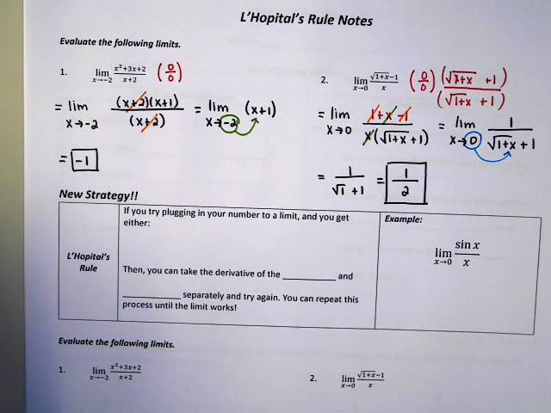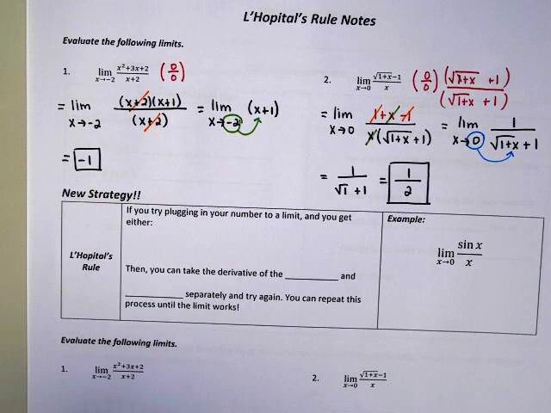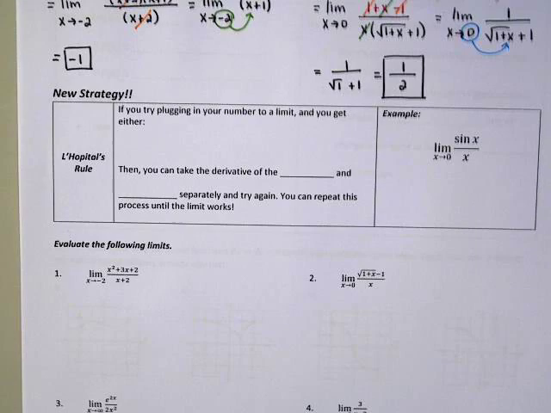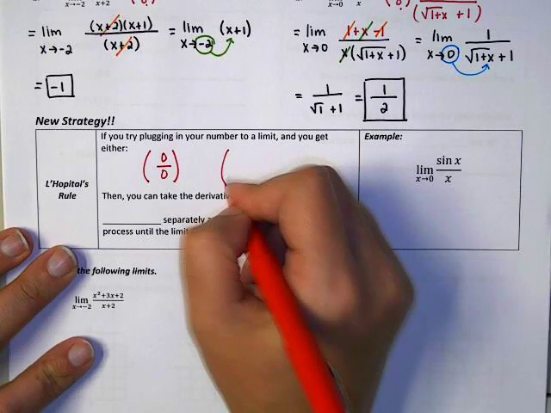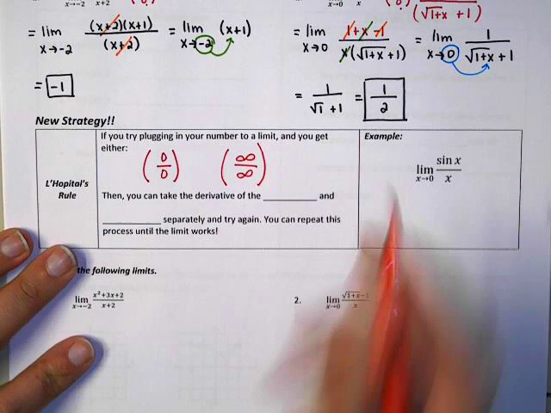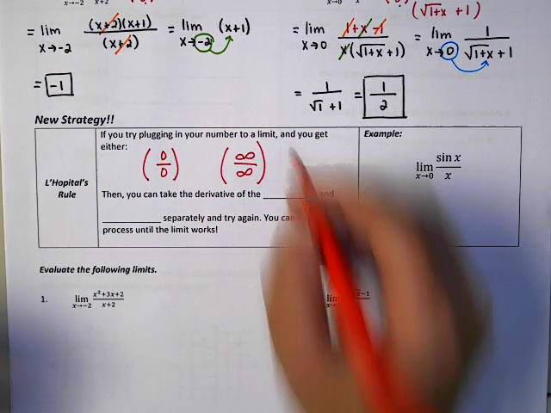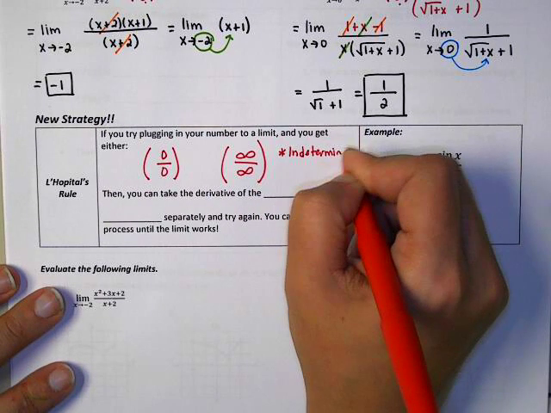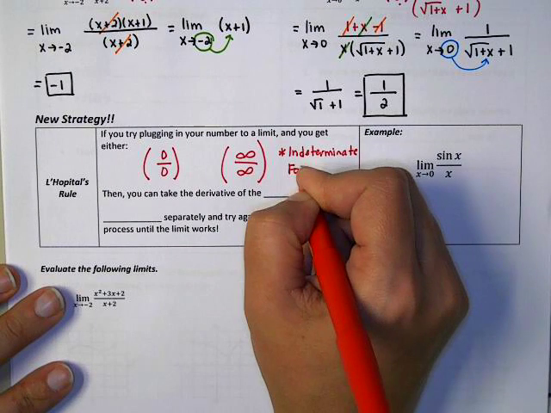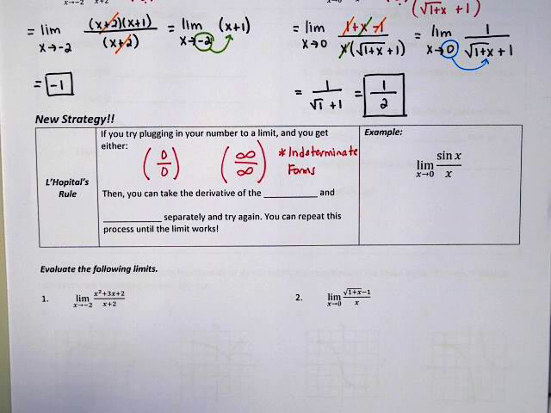Now, what we're going to talk about today is that we have a new strategy for simplifying and evaluating these kinds of limits that does not require us to do all of this algebra. If you try substituting your number, plugging it into a limit, and you get either 0 over 0, which is what we got in these first two problems, or infinity over infinity, we call those indeterminate forms. Which means the value of the limit cannot be determined by substitution.